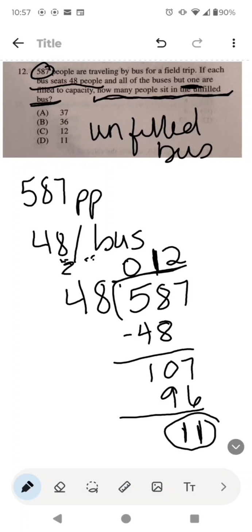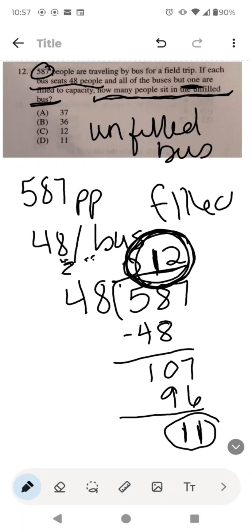The unfilled bus: I have 12 buses that are completely full. These are filled because there's 48 people on each of those buses. But the remaining bus only has 11 people.